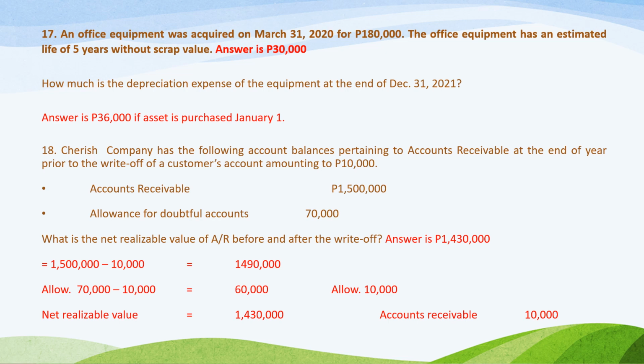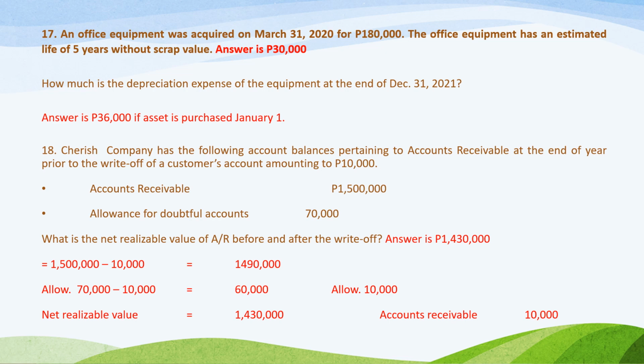Number 18. Cherish Company has the following account balances pertaining to accounts receivable at the end of the year prior to the write-off of a customer's account amounting to 10,000. Accounts receivable 1,500,000, allowance for doubtful accounts 70,000. What is the net realizable value of accounts receivable before and after the write-off?